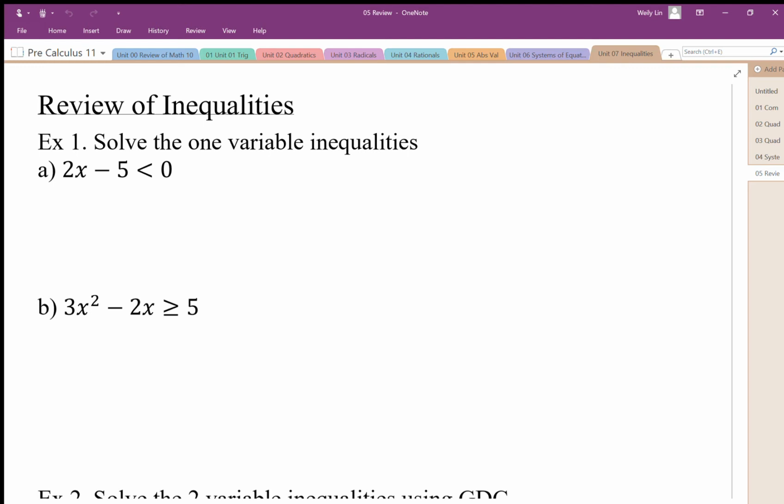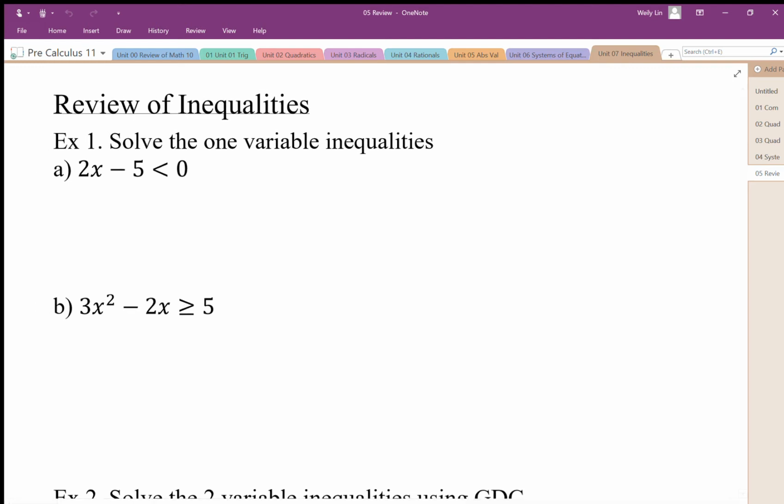So let's do some of these problems here. So here is a one variable inequality. We can graph this. We have 2x minus 5. Okay, and we want to know the boundary, and we want to know where the graph is below that 0. Okay, so it's going to be this area here. So the key is the 0.